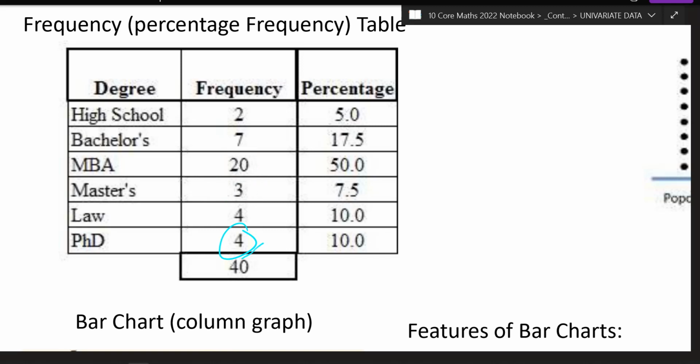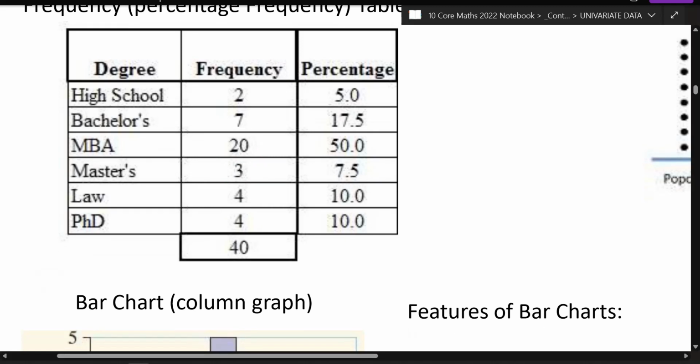Now on the bottom here, it's not listed here, but this here is the total. So put that in here. Okay, that's the total. So the frequency, when you add them all together, is the total down here. And another thing you need to include in a frequency table is the percentage. So this here, very important. You need to include the percentage.